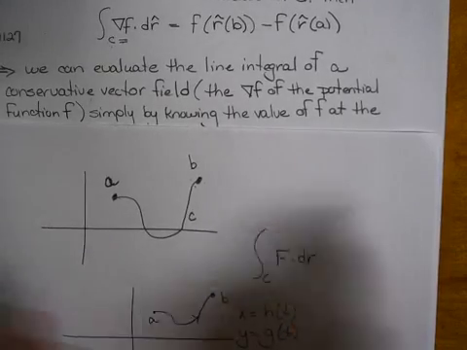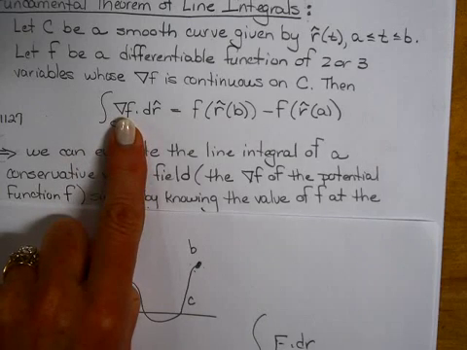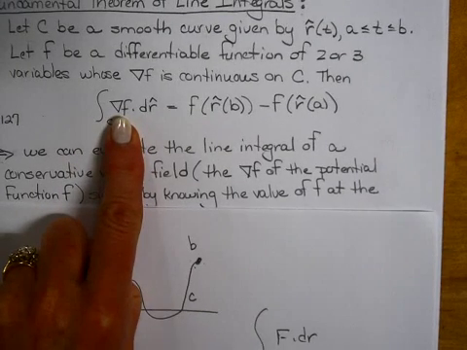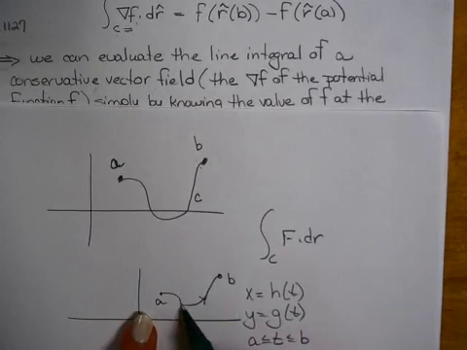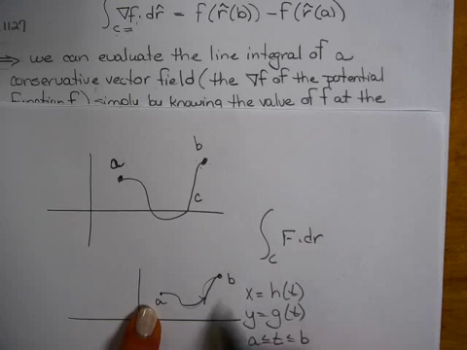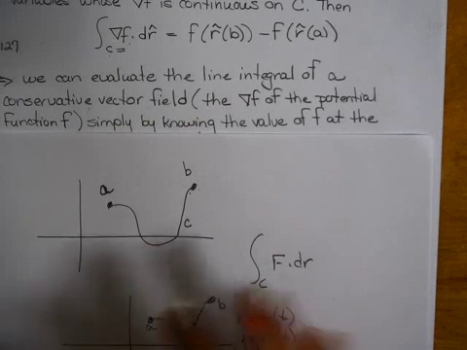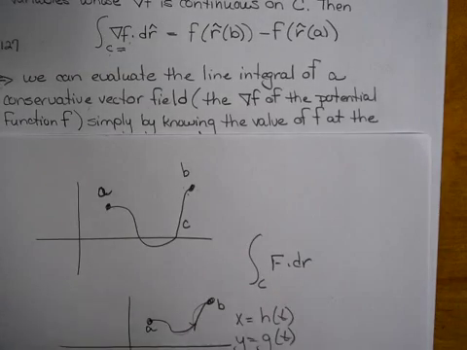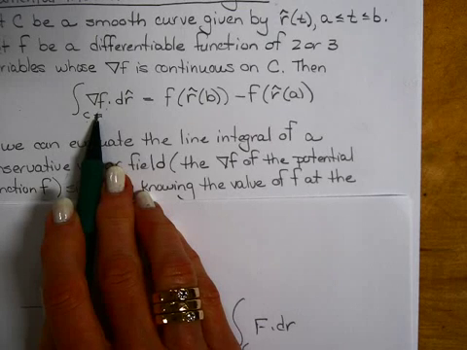You have to get a parametric representation. In this theorem, this function right here has to be a conservative vector field, and we're going to find out how to see if it's conservative. If you have a conservative vector field, then you no longer have to worry about the path getting parametric representations. All you need to know is the value of the function at this point and this point, and you subtract them. You don't have to go through the parametric forms if this is a conservative vector field. Now, if this is not a conservative vector field, you've got to go back to the old way.